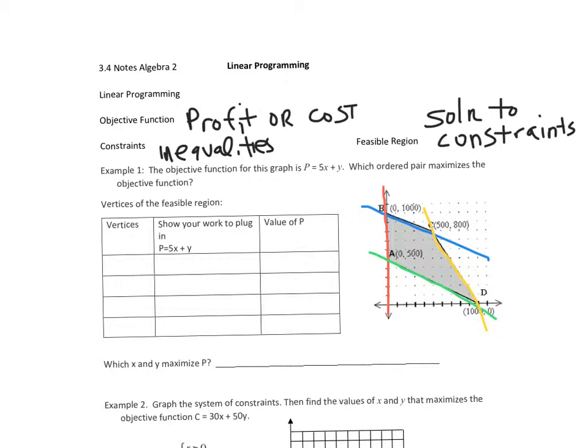So in this first example, we already have an objective function. This could mean something like profit equals 5 times x plus y. Which ordered pair maximizes the objective function? I'm going to write down the vertices of the feasible region. The vertices are A, which is at 0, 500, B, which is at 0, 1,000, C, which is at 500, 800, and D, which is at 1,000, 0.